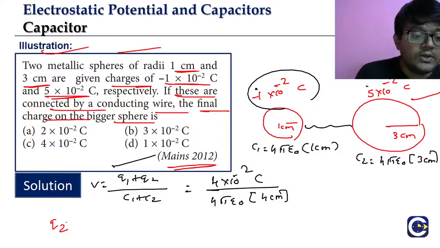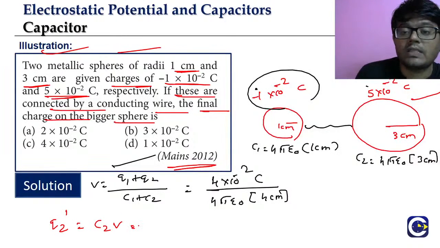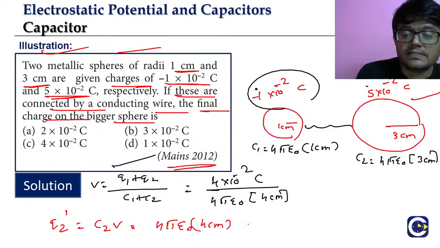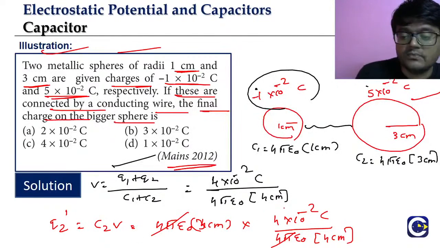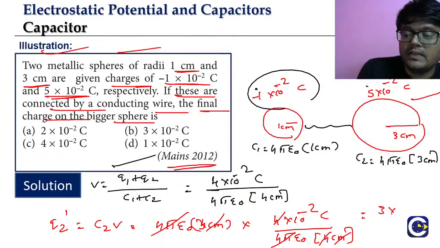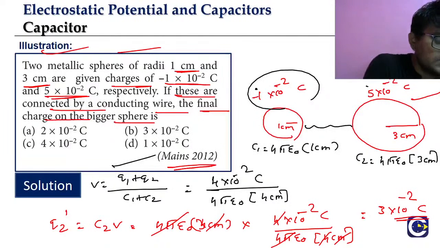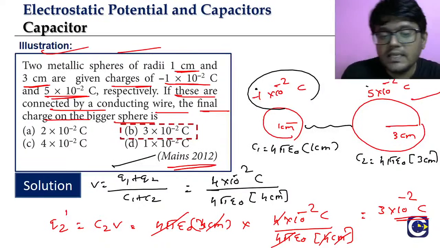பாருங்க, Q2 dash is equal to what, C2 into V, அவ்வளவுதானா? C2 is what, 4 pi epsilon naught into 3 centimeter, C2 oda value into இது என்னது 4 in 10 power minus 2 common potential, 4 in 10 power minus 2 by 4 pi epsilon naught into 4 centimeter. இங்க பாருங்க, இதுல 4 pi epsilon cancel ஆயிடும், இங்க 4 cancel ஆயிடும், centimeter cancel ஆயிடும், remaining is what பாருங்க, வெறும் அந்த 3 into 10 power minus 2 coulombs, அவ்வளவுதான். So this is what the charge on the bigger sphere.